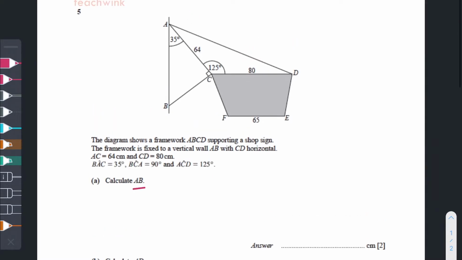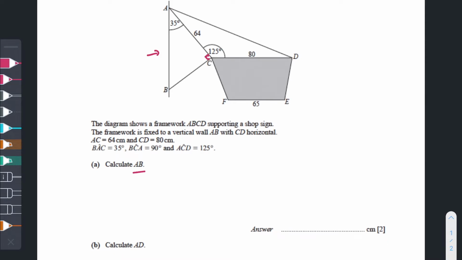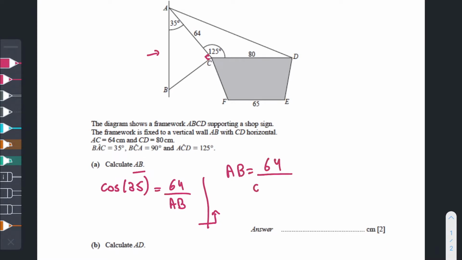How to find AB? AB is this length. Now there is an angle of 90 degrees over here, so the question becomes really simple. In this case you use the cos rule. So you do cos 35 degrees, that's the only other angle besides 90 that is given to us, is equal to the adjacent, which is AC, that is 64, over the hypotenuse, which is going to be AB. When you do this, this becomes AB is equal to 64 divided by cos 35. When you plug this into the calculator, AB comes out to be 78.1 centimeters. So you write your answer as 78.1 up to 3 significant figures.